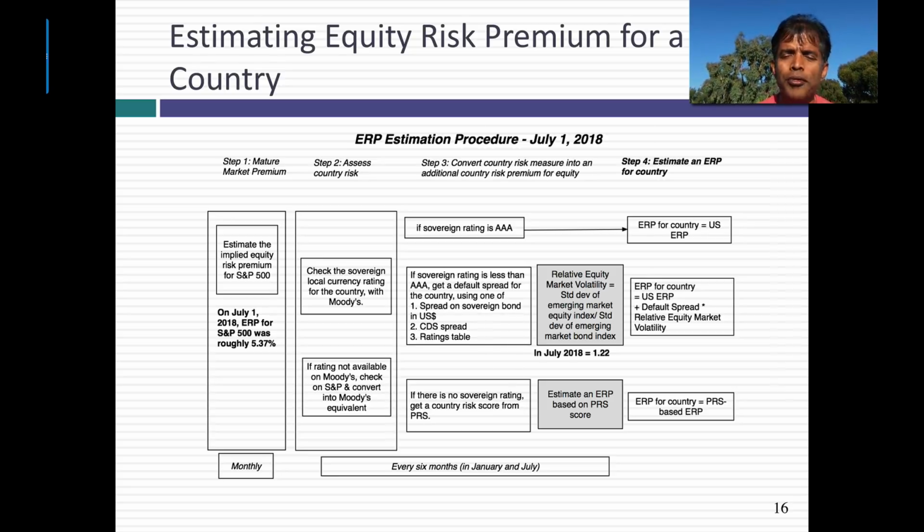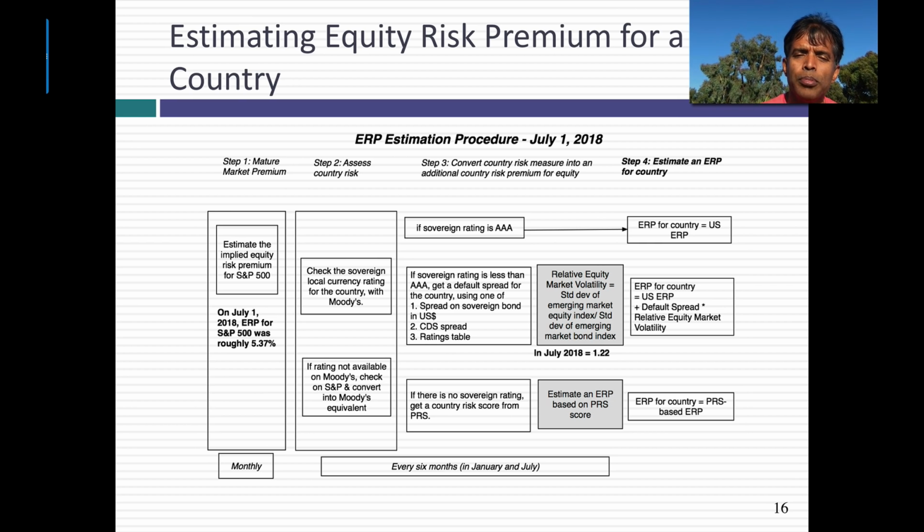So if you're a AAA rated country, you have no default spread. I give you the US equity risk premium. If you're a AA, single A, triple B, there's a default spread, but I don't use that default spread as my measure of additional country risk. I scale it up to reflect the fact that equity is usually riskier than bonds, and I measure that risk by looking at the relative equity market volatility, by dividing the standard deviation of emerging market equity by emerging market bonds, and I come up with a ratio of 1.22 in July 2018.